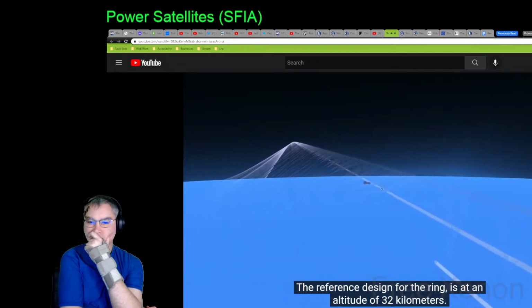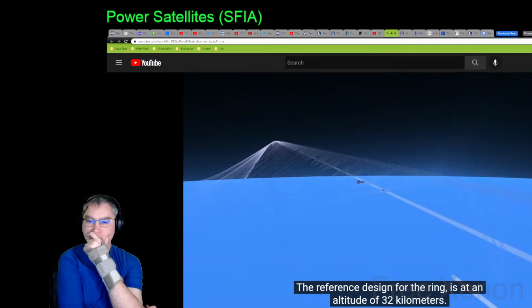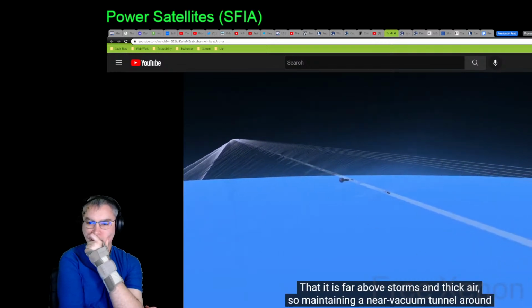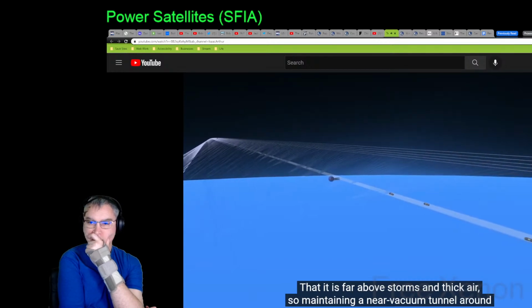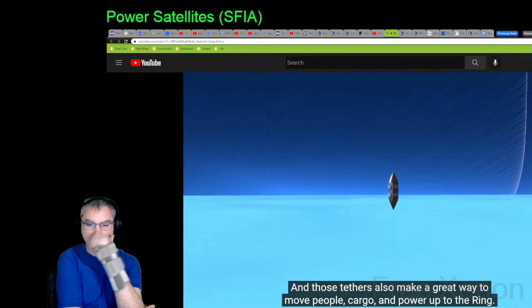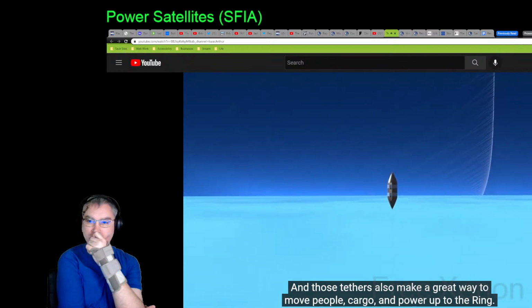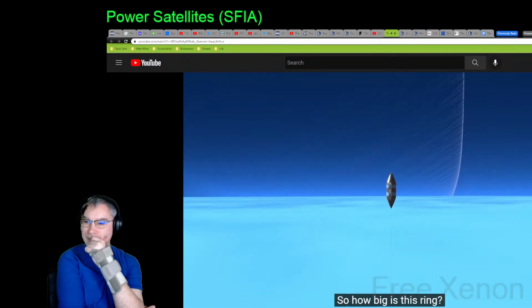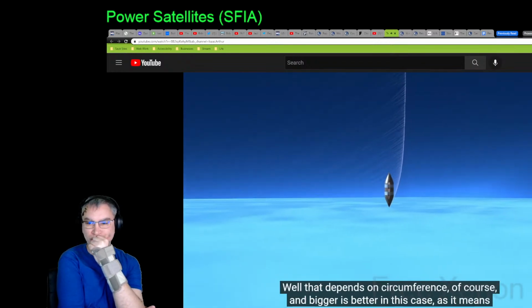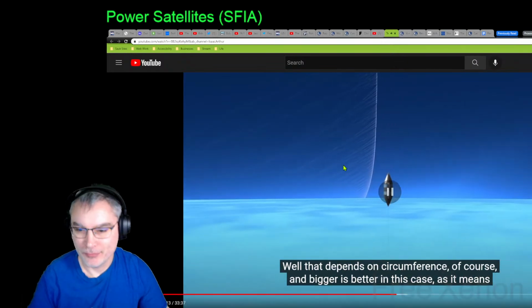The reference design for the ring is at an altitude of 32 kilometers. That is far above storms and thick air, so maintaining a near vacuum tunnel around the launch track is no problem, and those tethers also make a great way to move people, cargo, and power up to the ring. So, how big is this ring? Well, that depends on circumference, of course, and bigger is better.